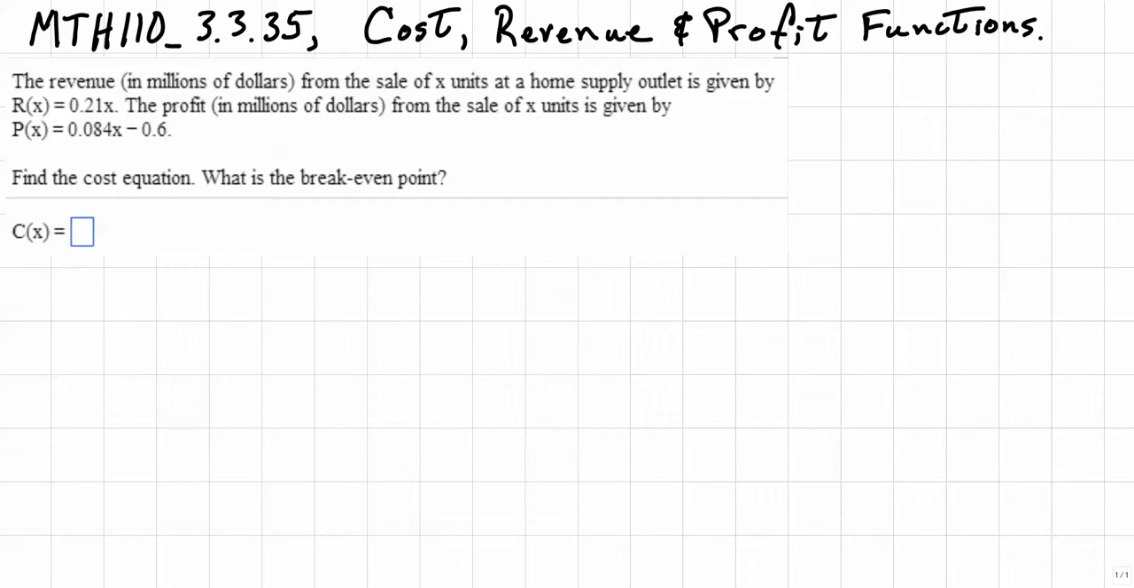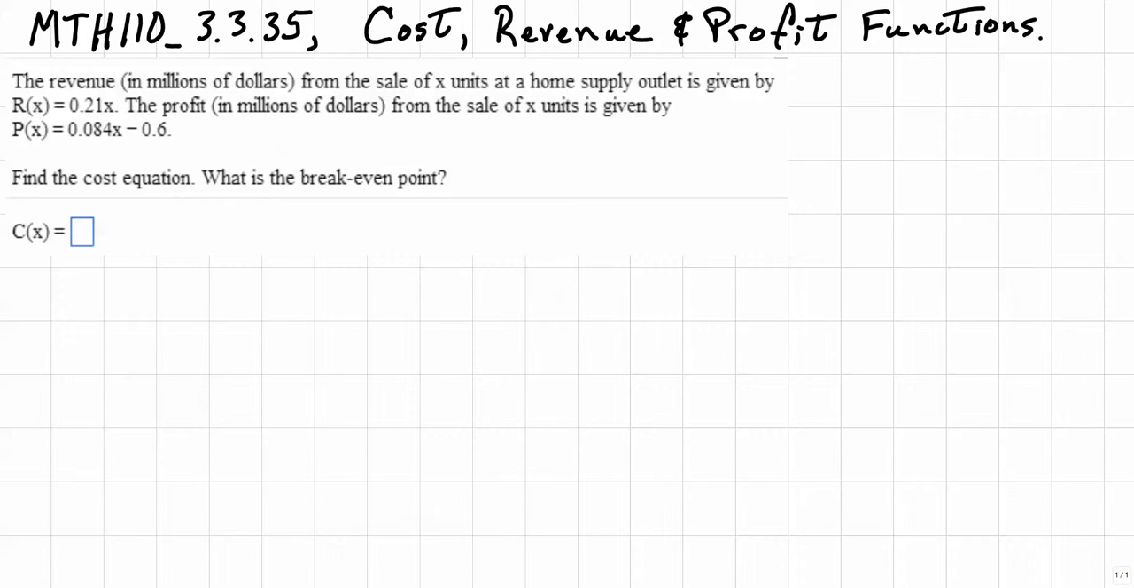The revenue in millions of dollars from the sale of x units at a home supply outlet is given by R of x equals 0.21x. The profit in millions of dollars from the sale of x units is given by P of x equals 0.084x minus 0.6. Find the cost equation. What is the break-even point?